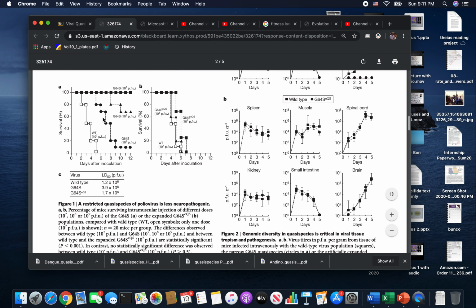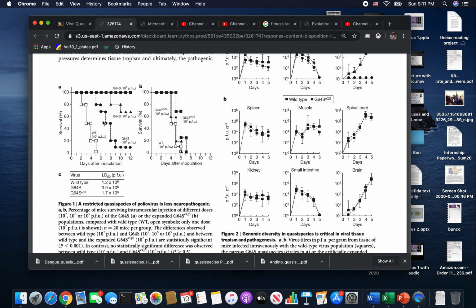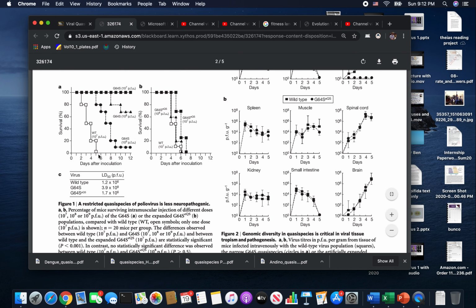So this shows that wild type virus is actually really virulent, actually causes a lot of disease, whereas the virus that can't change is not able to cause disease.